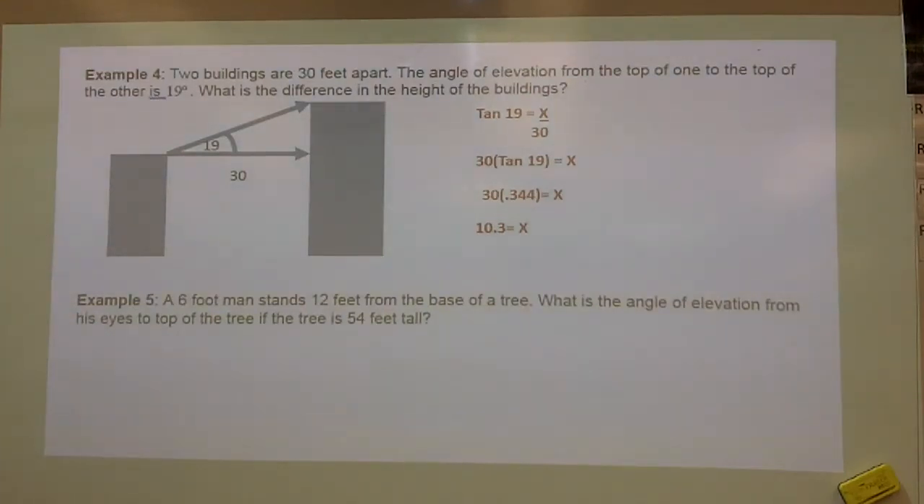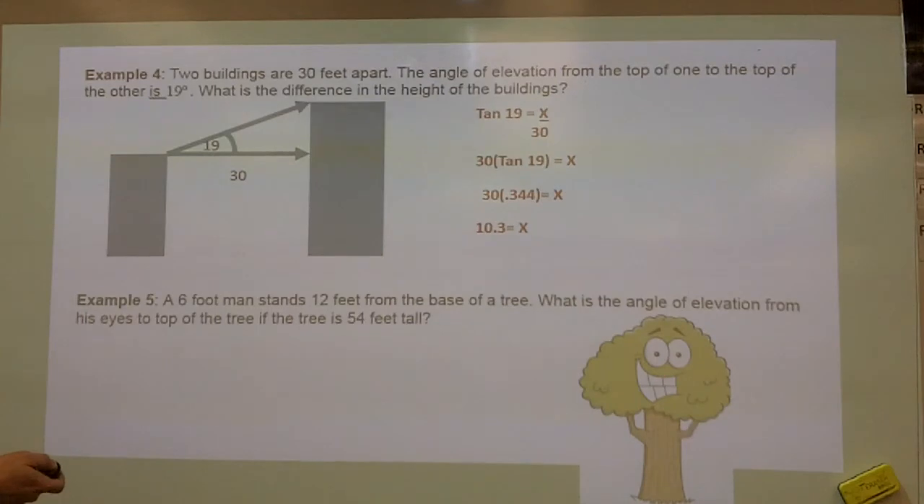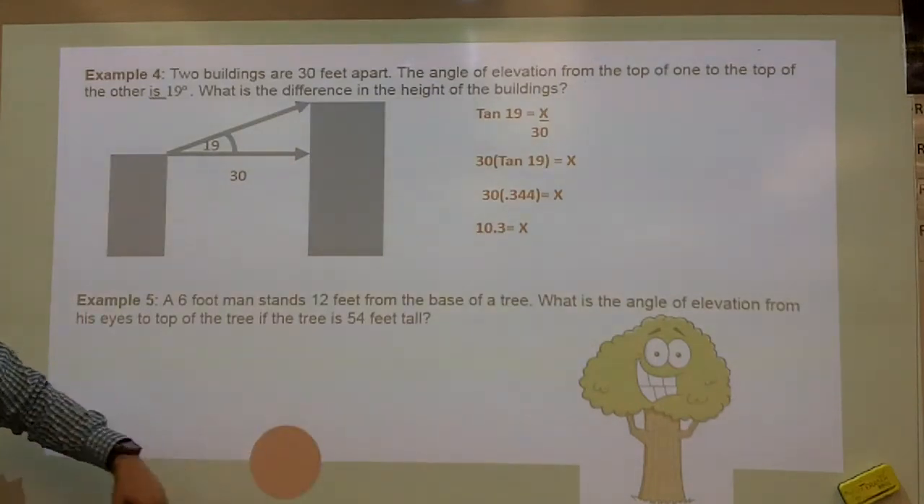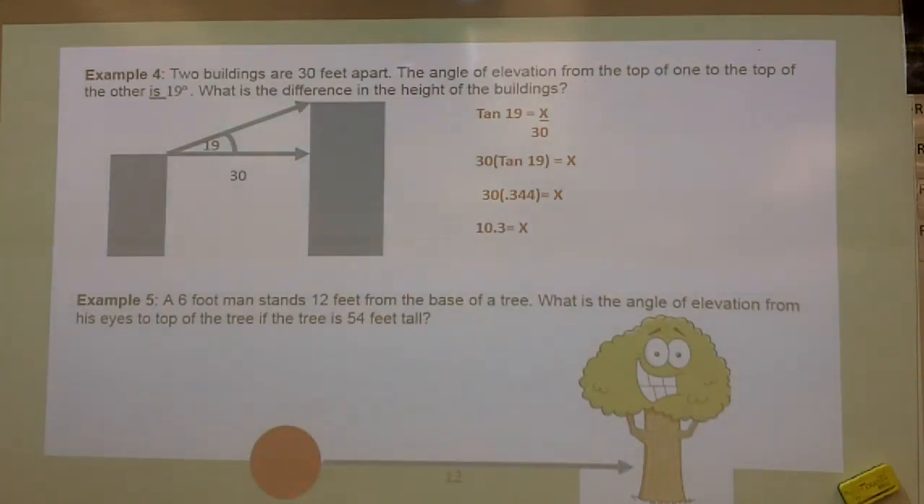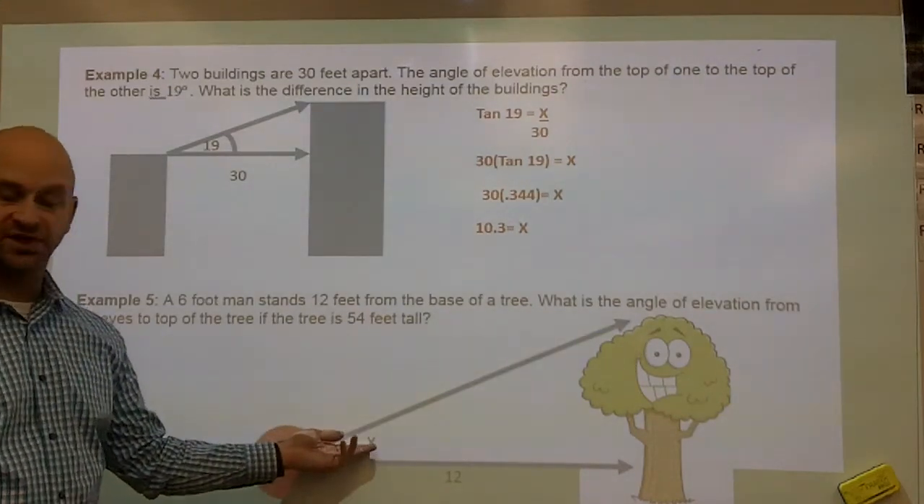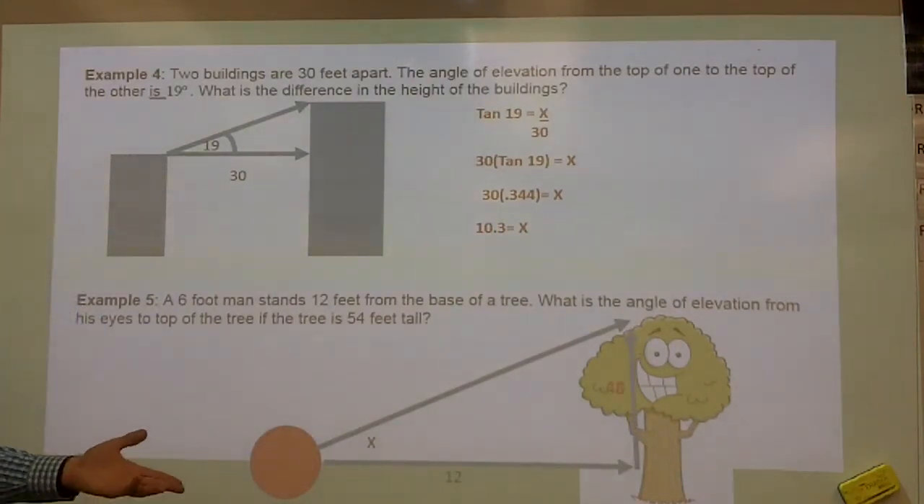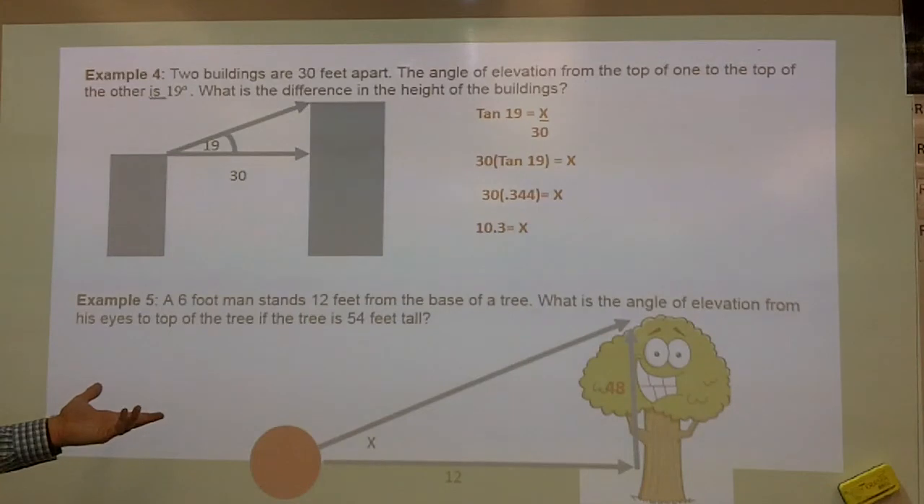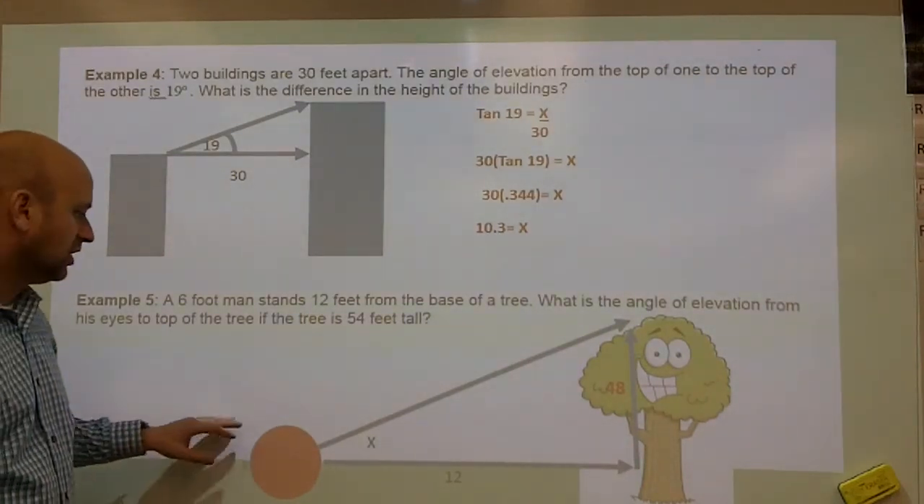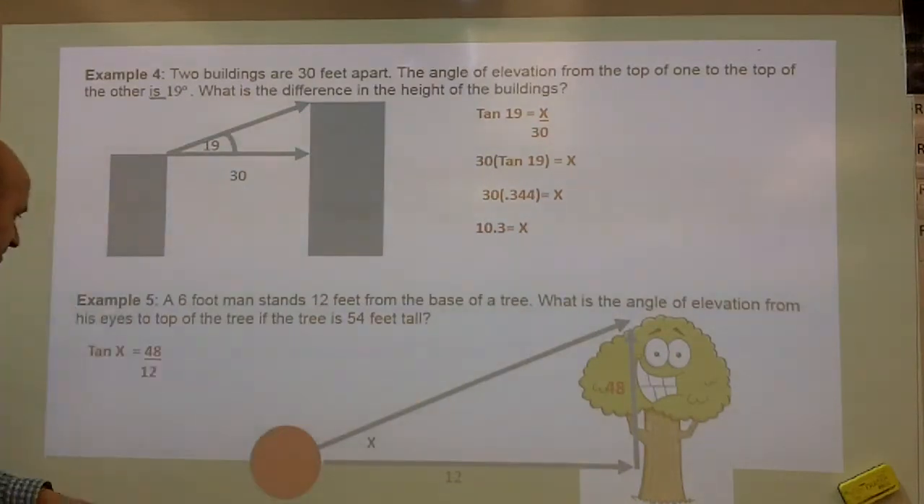All right, down here, we have a 6-foot man stands 12 feet from the base of a tree. What is the angle of elevation from his eyes to the top of the tree if the tree is 54 feet tall? So here we have a tree, and here we have the man. And the man is 12 feet from the tree. And when he looks up to the top, we don't know what the angle of elevation is. We're curious what that might be. And we also know that the tree is 54 feet tall. So what we have is we have opposite and adjacent.